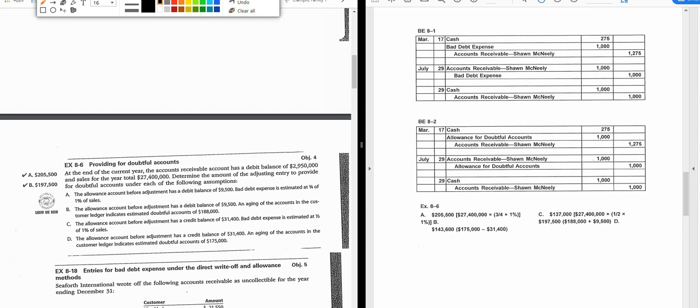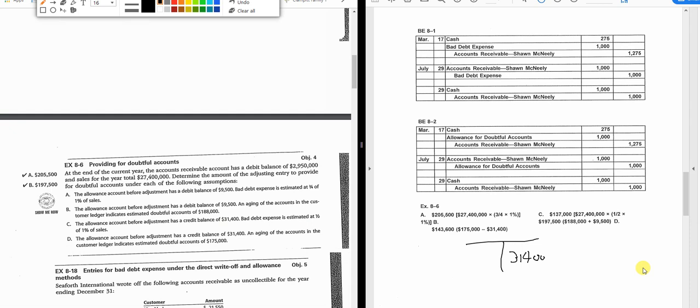Okay, and now I'm going to get my allowance out here. I've got my allowance, and I now have a credit balance of 31,400. I'm not going to make the journal entry again, but the journal entry is to debit. If you look at it, I'm setting up the allowance. So for all four of these, your journal entry is to debit bad debt expense, credit allowance.